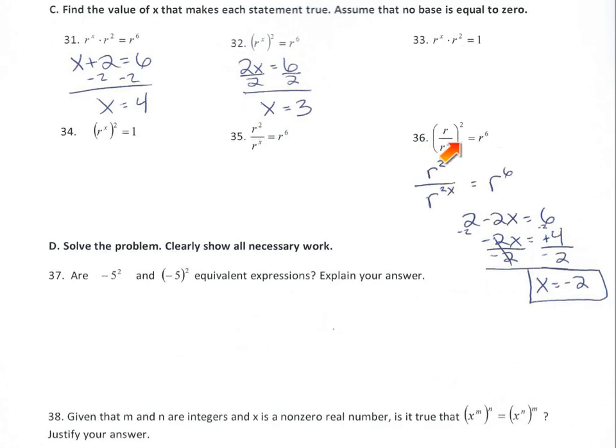For 36, the very first thing I'm going to do is raise the numerator and the denominator to the second power. So the 1, and when you raise a power to a power, remember you multiply exponents. The 1 times 2 is 2. x times 2 is 2x. So I have r squared divided by r to the 2x equals r to the 6th. My setup will be 2 minus 2x equals 6. The reason is because when I divide something with the same base, I subtract exponents. To solve for x, I'll subtract the 2, divide by negative 2, and I get x equals negative 2.